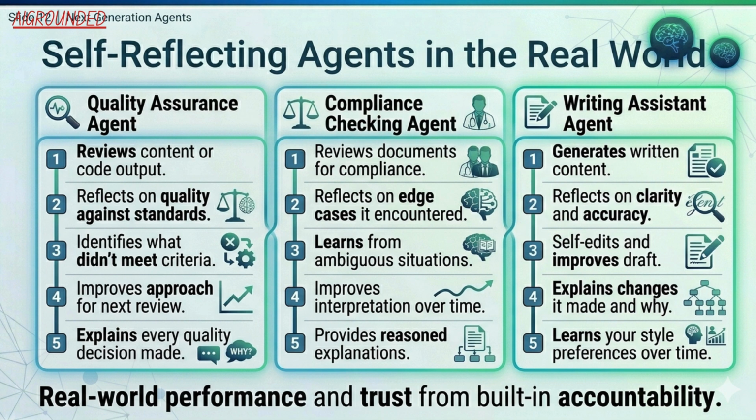Where do self-reflective agents make the most impact? Quality assurance is a perfect fit. The agent reviews content or code against quality standards. It reflects on what met and what didn't meet the criteria. It learns from each review to improve future assessments and can explain exactly why something passed or failed.